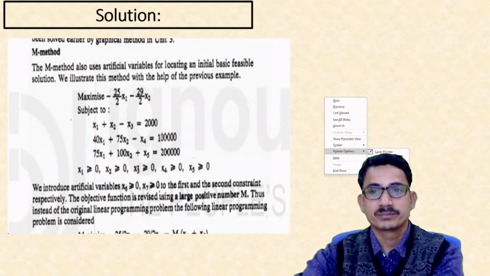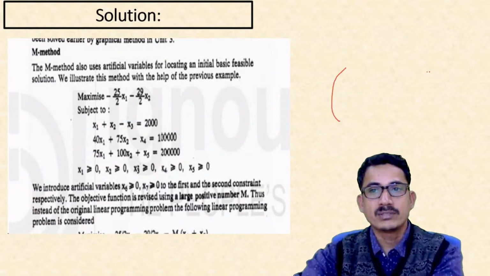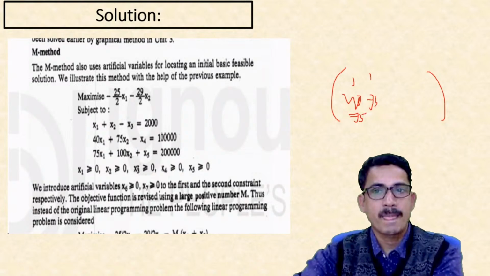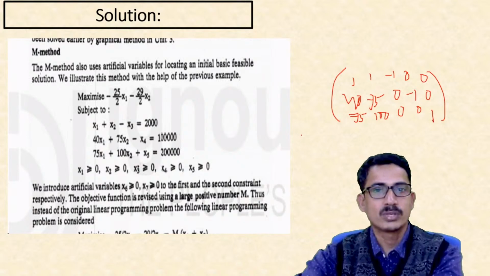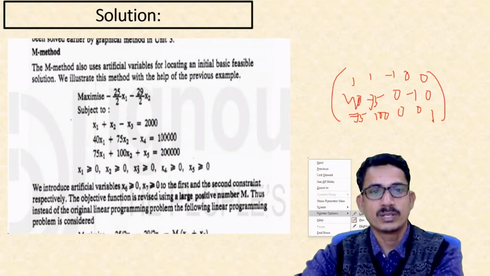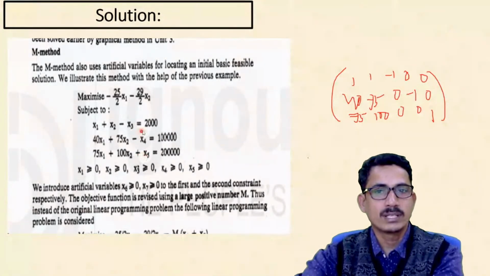Let us check. Here the matrix A is what? Now 1, 40, 75, the coefficient of x1. The x2 coefficient is 1, 75, 100. Then minus 1; here x3 is absent, so 0, 0. Then 0, minus 1, 0. Then 0, 0, 1, the x5 coefficient. The x5 coefficient is 1, the other two are absent, so 0, 0, 1.